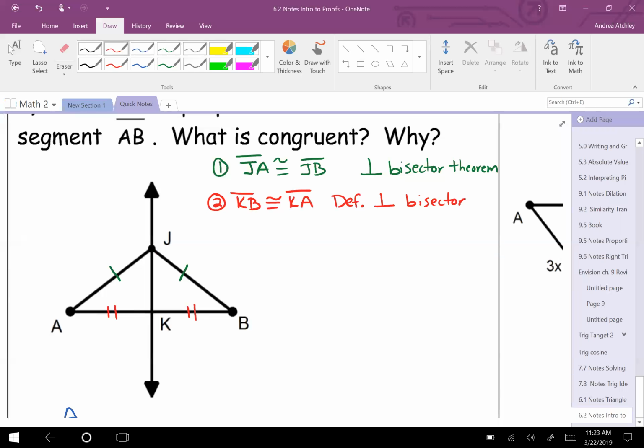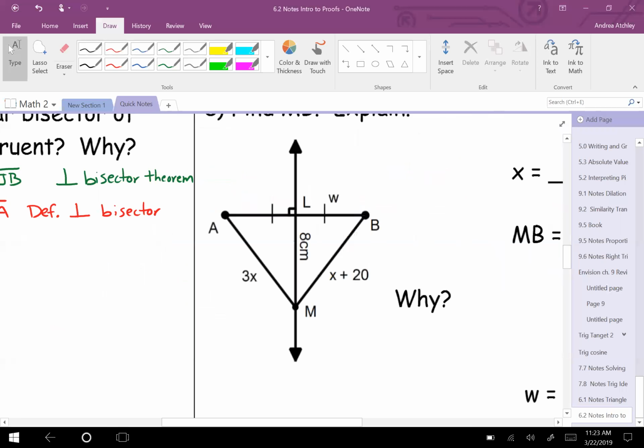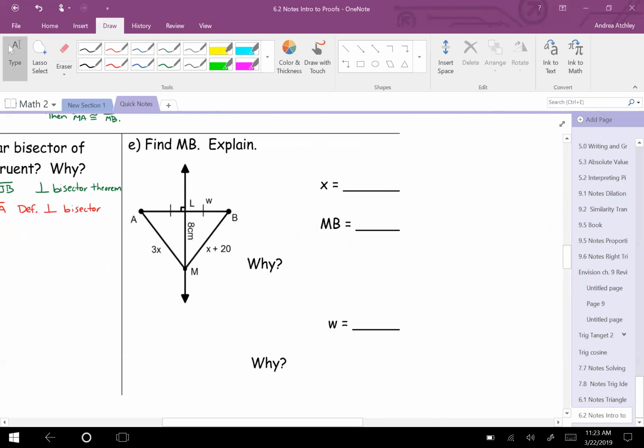Now there's a lot of other things I could say in regards to this. I could say that they have the 4 right angles and they're congruent to each other because right angles are congruent. Okay, but that's all I really care. I want you to be able to use the perpendicular bisector theorem and the definition of perpendicular bisector. Does that make sense? Okay. So now we're going to use it to find x.